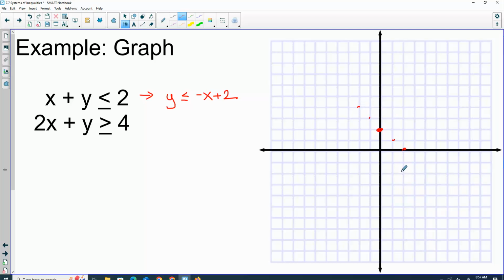When we graph this, we have to decide if it's solid or dashed. Do you guys remember how we know? If there's an equal to, it will be a solid line. If there's not an equal to, it's a dashed line.